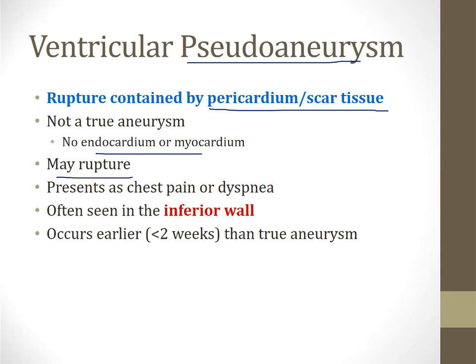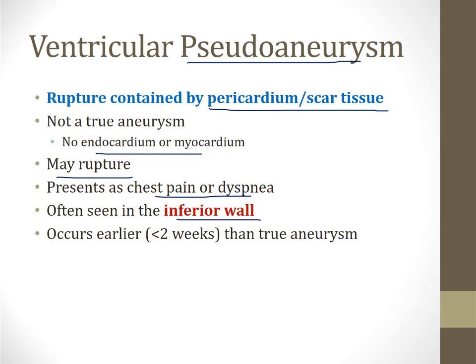In contrast, in a pseudoaneurysm, what you have is a rupture in the wall and blood begins to leak out, but then the pericardium or some scar tissue near the point of rupture kind of contains it and creates a little bulge outward. It's filled with blood. It's not surrounded by normal myocardial walls, and this is called a pseudoaneurysm. These can be very dangerous because they may rupture. They sometimes present as chest pain or dyspnea, and they're more common in the inferior wall.